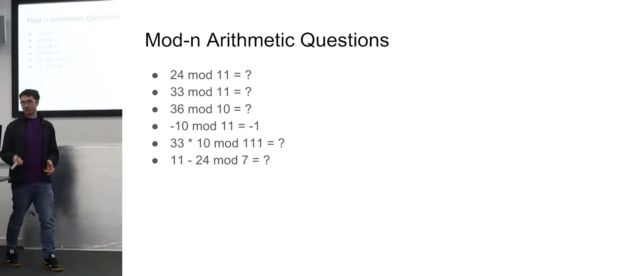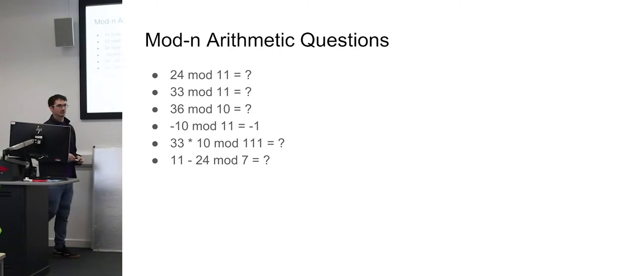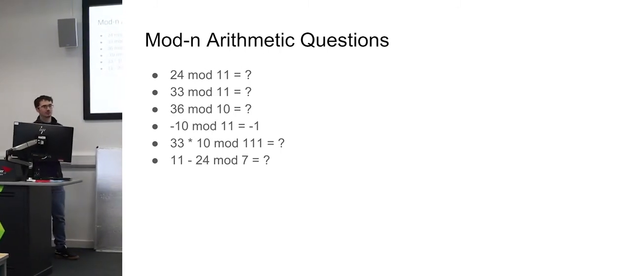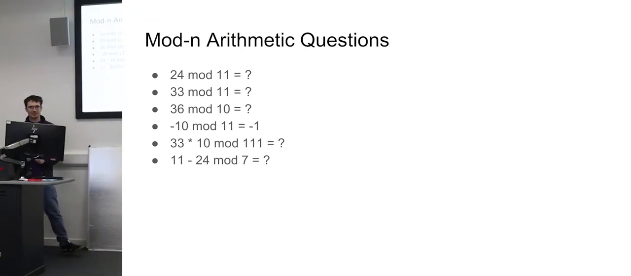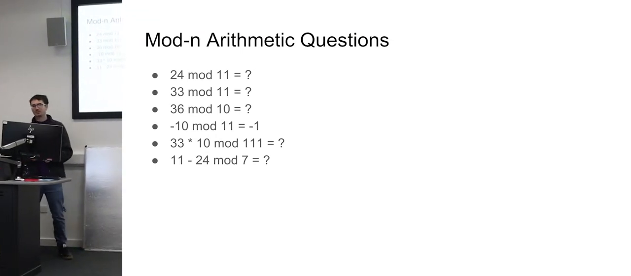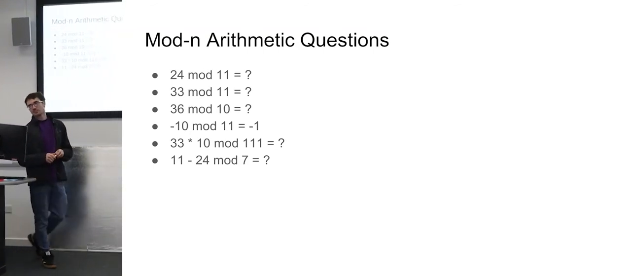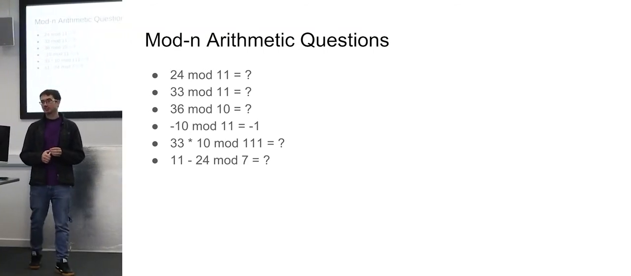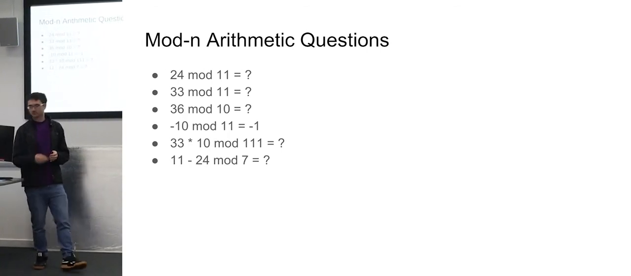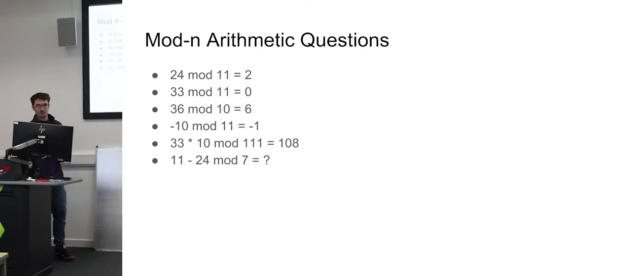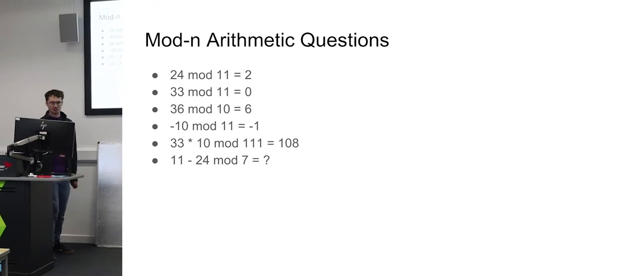So 11 minus 24 mod 7. I think it's 1. So 11 minus 24 is -13. Minus 13 plus 7 plus 7. I think it's 1. Let me see. I think I'll put the answers in, apart from that one. And that one's wrong. Yeah, I was just rushing through this last night.